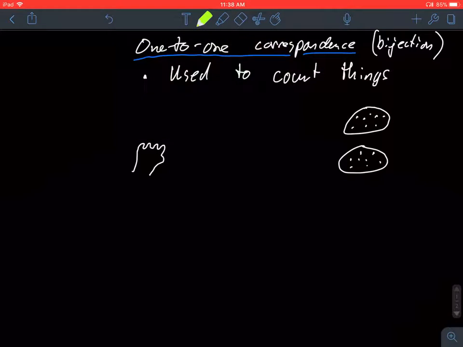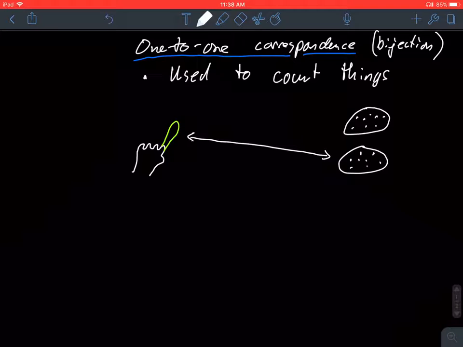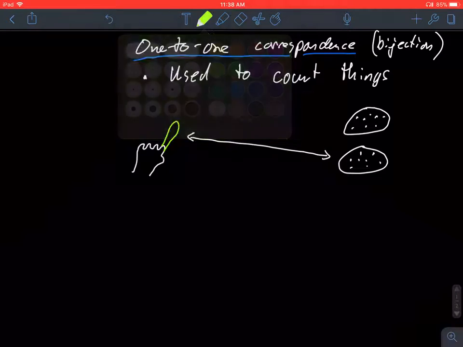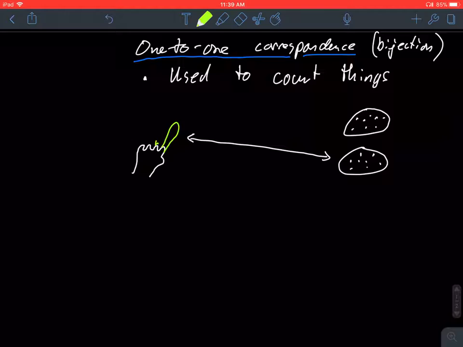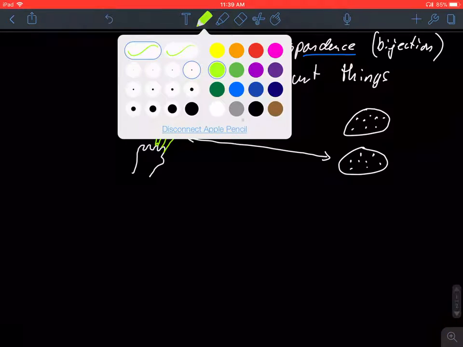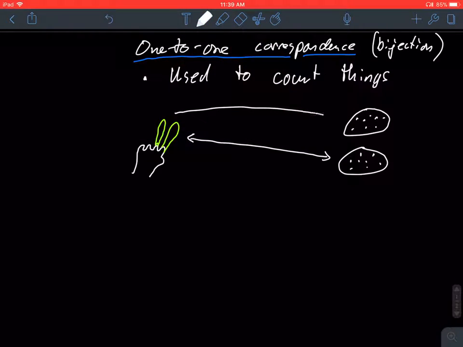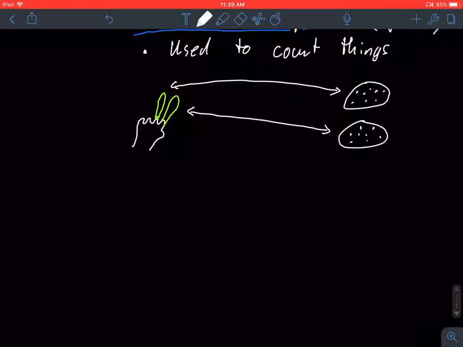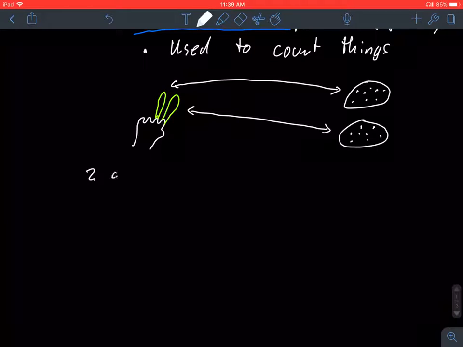So in this example, I have one cookie here, so I'll start with one of the cookies, and I'll raise a finger. And in doing so, I'm going to match it with this cookie. Now I have another cookie, and so I raise my second finger. And in doing so, I match it or I pair it with the second cookie. And in doing so, I count one, two, and so I know that I have two cookies.